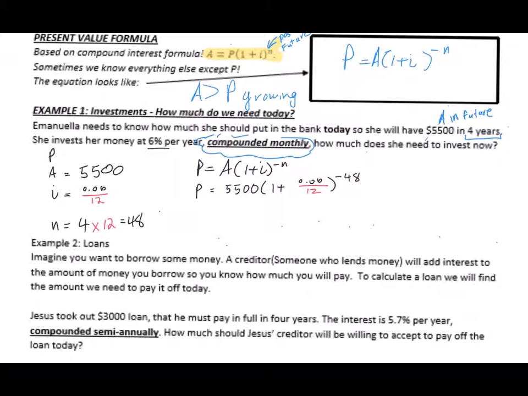So therefore, Emanuela needs to invest $4,329.04 in order to make her money of $5,500 in 4 years.